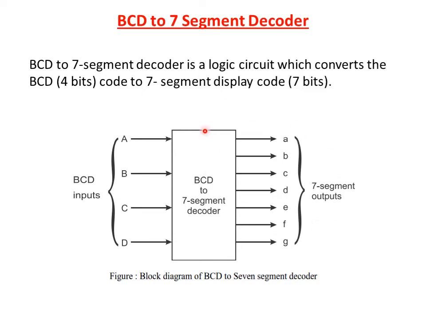This is the block diagram representation of the BCD to 7 segment decoder. The inputs are A, B, C, D and the 7 outputs are A, B, C, D, E, F and G.